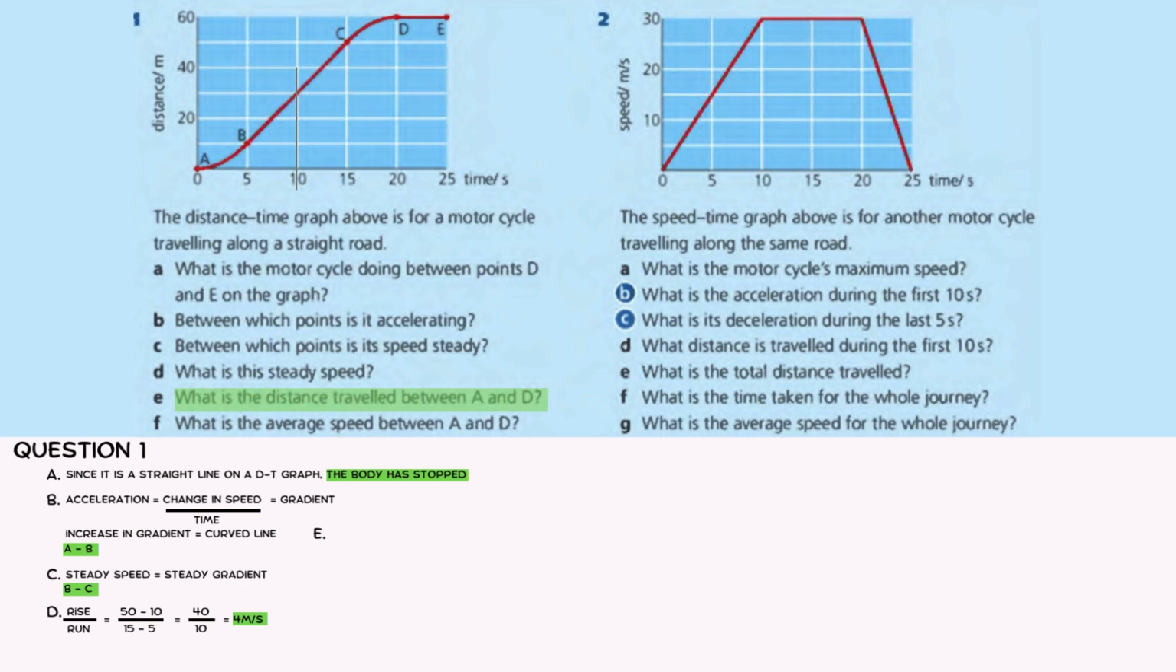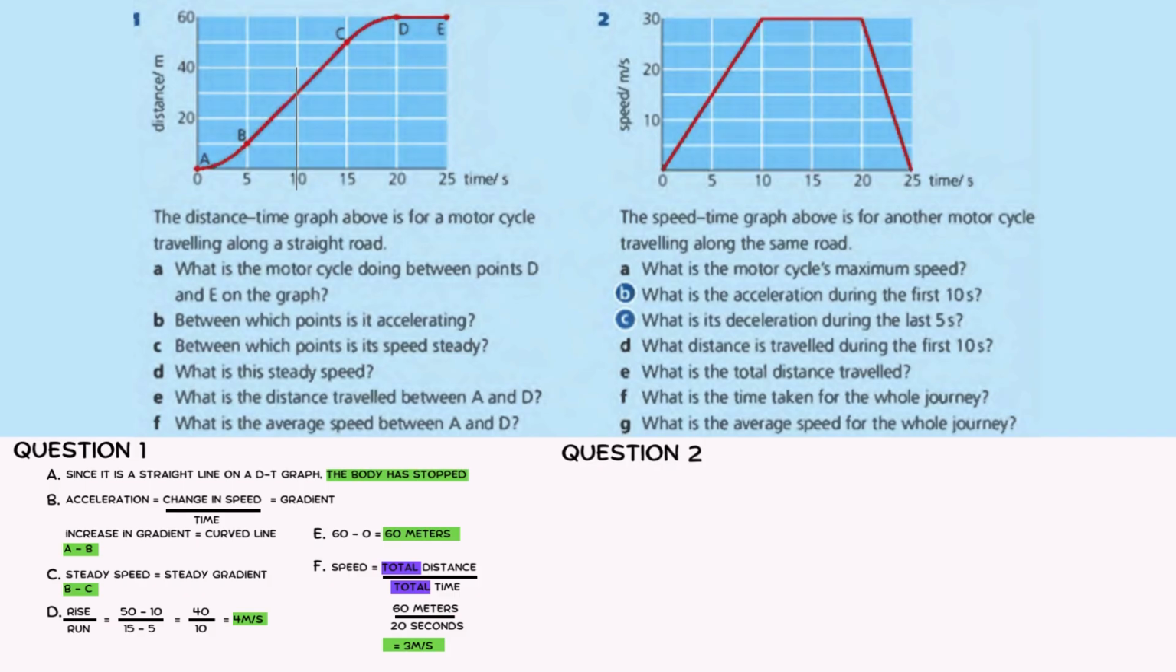For part E, the distance between points A and D is simply 60 minus 0, which is 60 meters. Finally, the average speed between points A and D is the formula of speed being equal to total distance over total time, which is 60 meters over 20 seconds, which is 3 meters per second. Notice how I stated total distance and total time between these points.